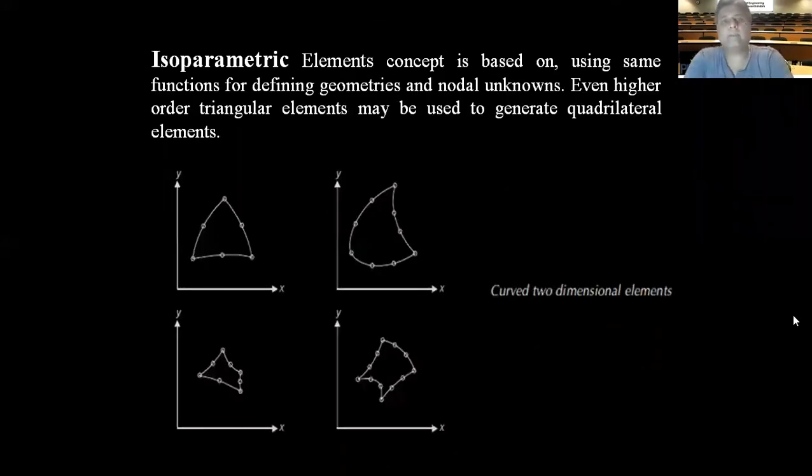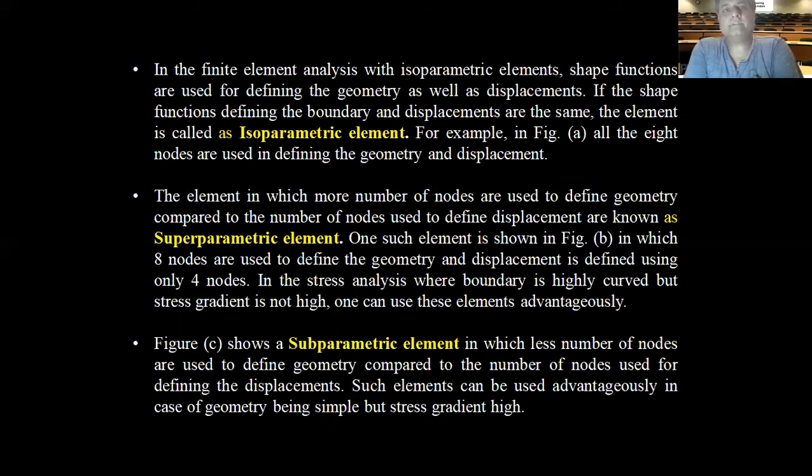So another type of finite elements used in analysis are the isoparametric elements, and the concept is based on the idea that we are going to use the same interpolation function or the shape function for defining geometry as well as the nodal unknowns. So even higher order triangular elements may be used to generate quadrilateral elements. So you can see the isoparametric elements are the elements which are used to capture the effect of curved boundaries. In case of isoparametric elements, shape functions are used for defining the geometry as well as the displacement.